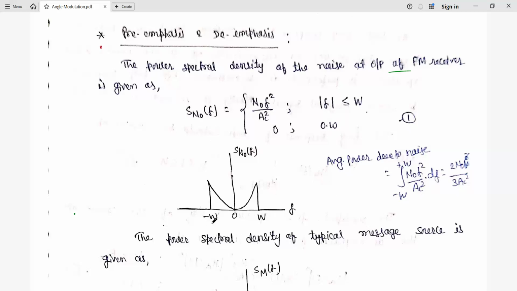And here you can see a spectrum of this. So it has values here from minus W to plus W. And at the frequencies minus W and plus W, at this point you can see that the amplitude is maximum. So that means the higher frequency component is going to be affected more by the noise.